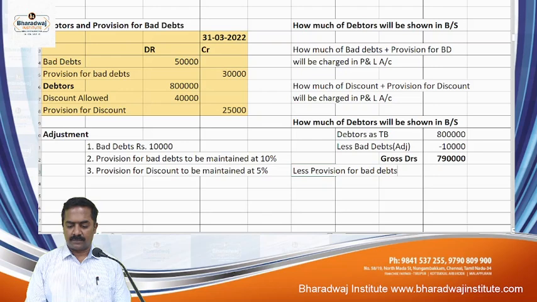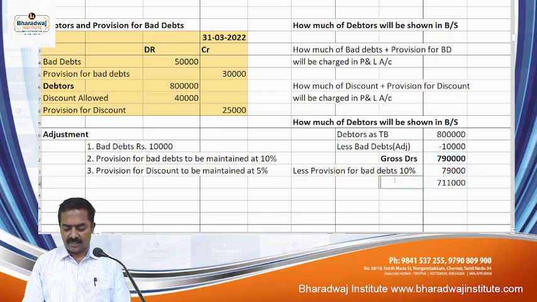What percentage do we say? 10%. Please ignore what is there in the trial balance. That is not relevant. That is the opening balance, already created at the beginning of the year. How much percent? 10%. So 7,90,000 minus 79,000. This will give us good debtors, good customers.